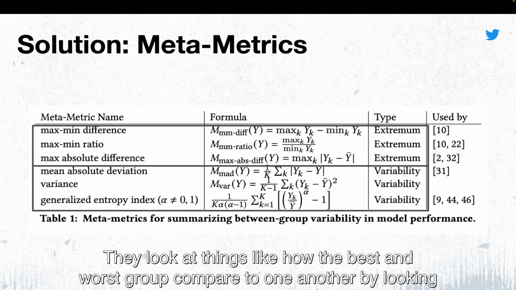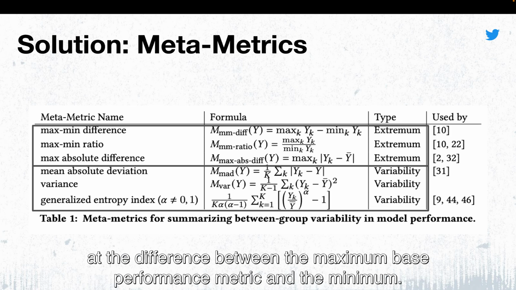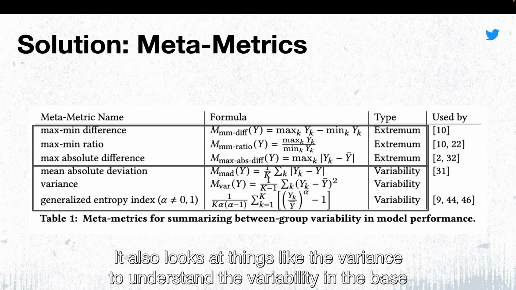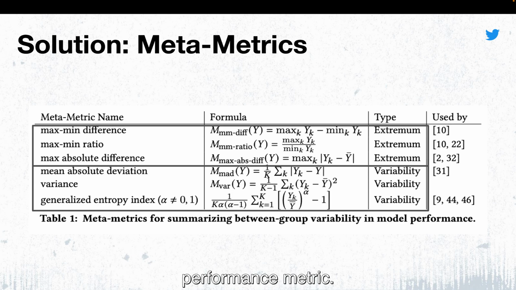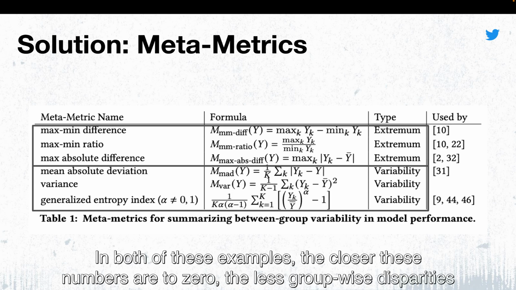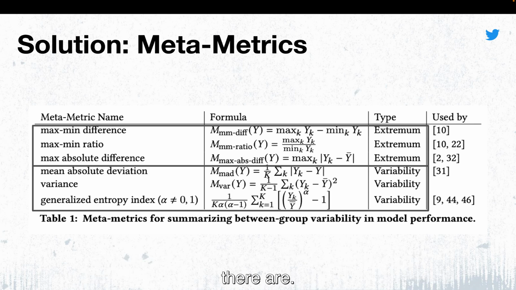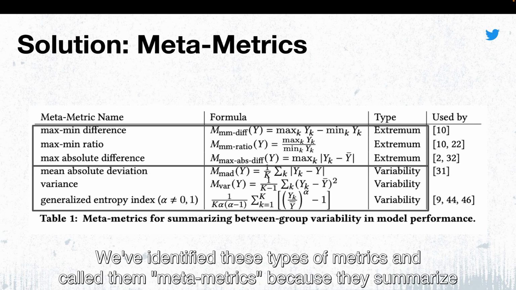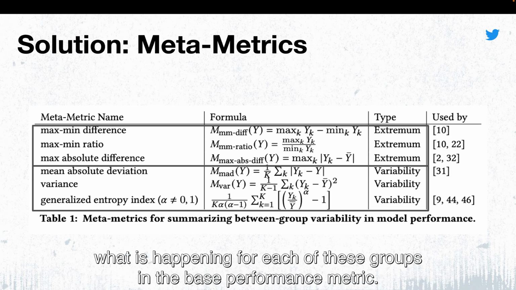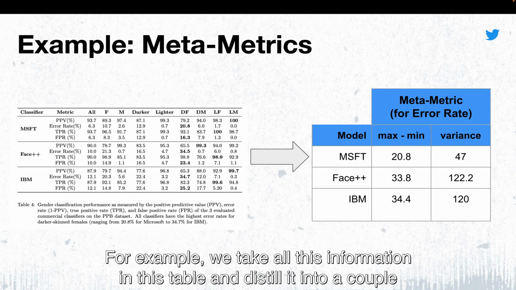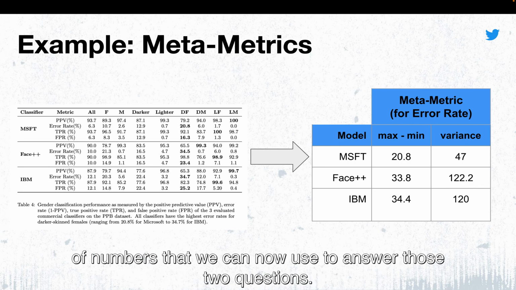They look at things like how the best and worst group compare to one another by looking at the difference between the maximum base performance metric and the minimum. It also looks at things like the variance to understand the variability in the base performance metric. In both of these examples, the closer these numbers are to zero, the less group-wise disparities there are. We've identified these types of metrics and called them meta-metrics because they summarize what is happening for each of the groups in the base performance metric. For example, we take all this information in the table and distill it into a couple of numbers that we can now use to answer those two questions.